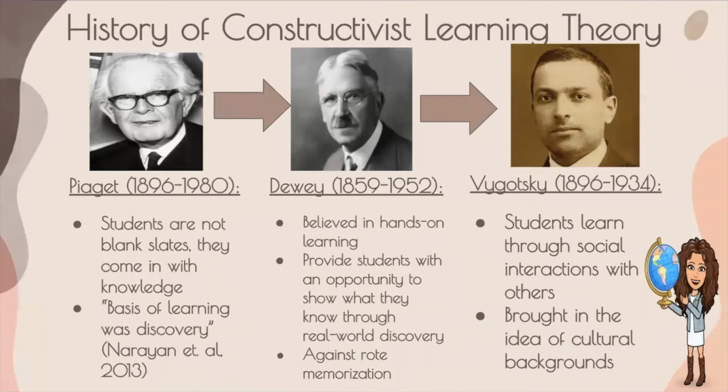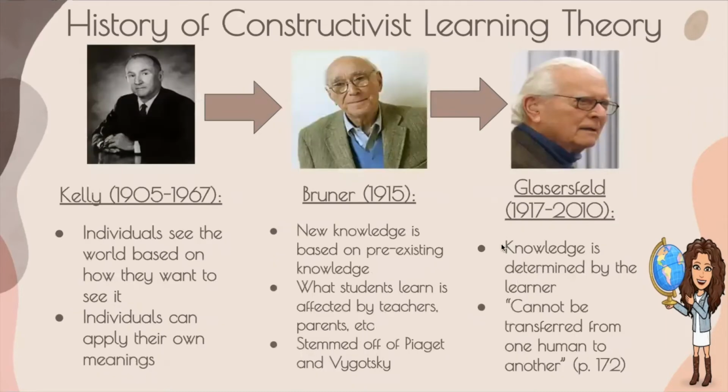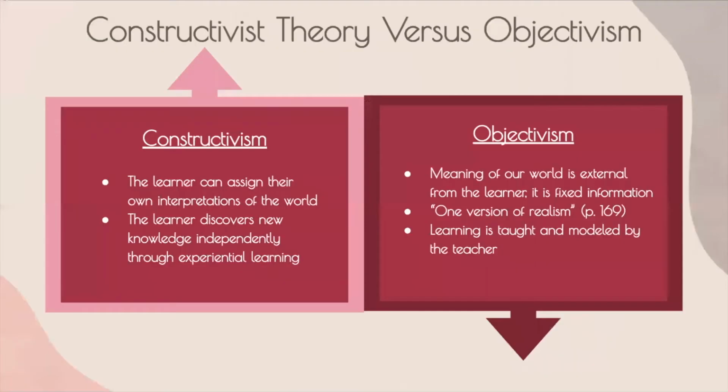Constructivist learning theory stemmed from Piaget's idea that learners come to school with prior knowledge. As the theory progressed, Dewey introduced more creative ways of learning, such as hands on, while Vygotsky highlighted socializing as an important role. Bruner's ideas stemmed from Piaget and Vygotsky, while Kelly and Glasersfeld both highlight the learner as the leader of their own academic journey.